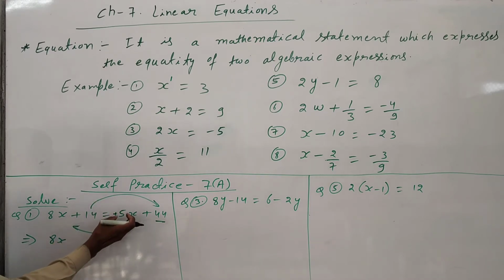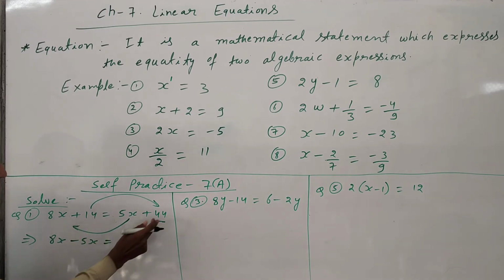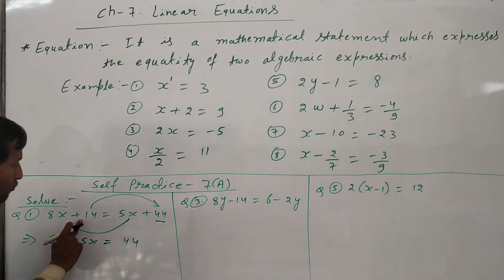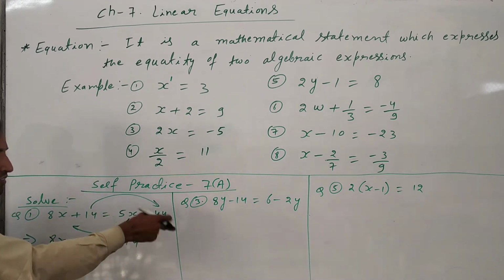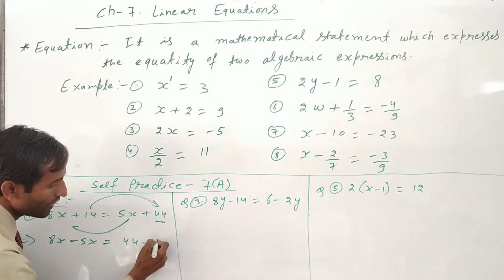So if we shift this to the other side, then the sign will change. Okay, so minus 5x will come here, and equal to 44, so just write down 44 only. And this plus 14, we will shift to that side, transpose it. Then again the sign will change, and minus 14 will come.